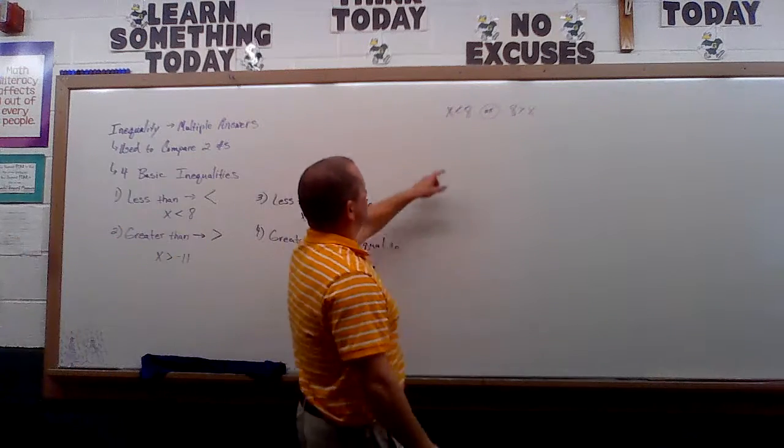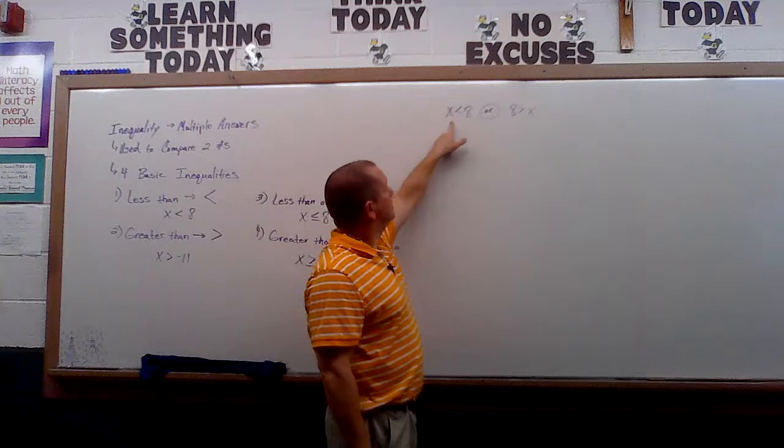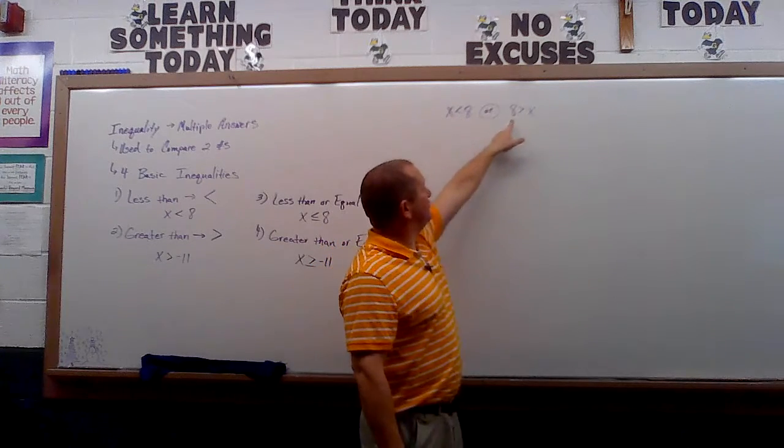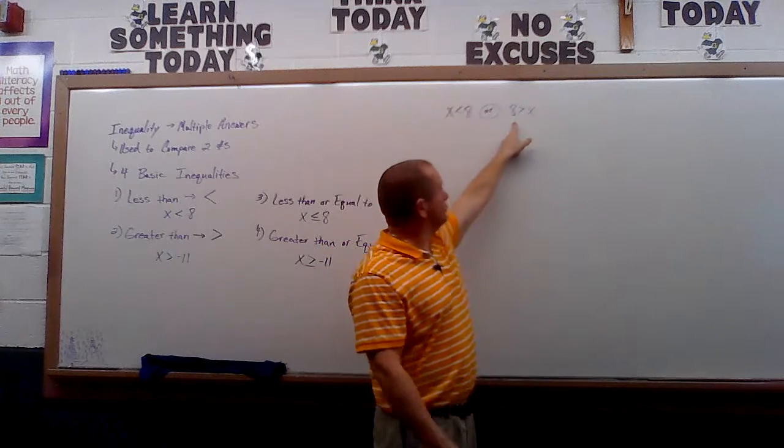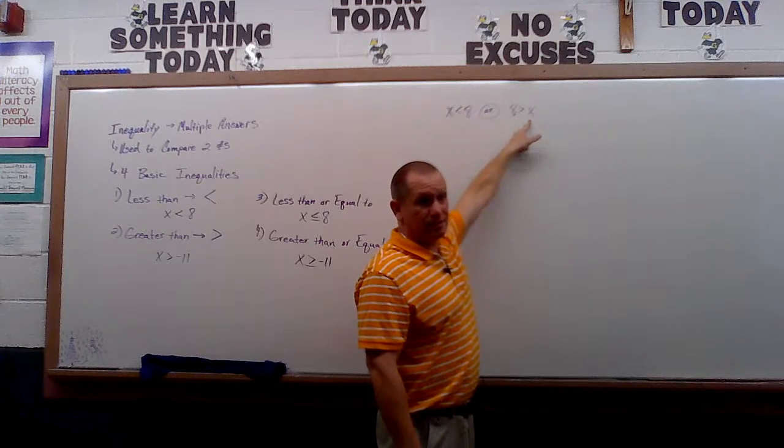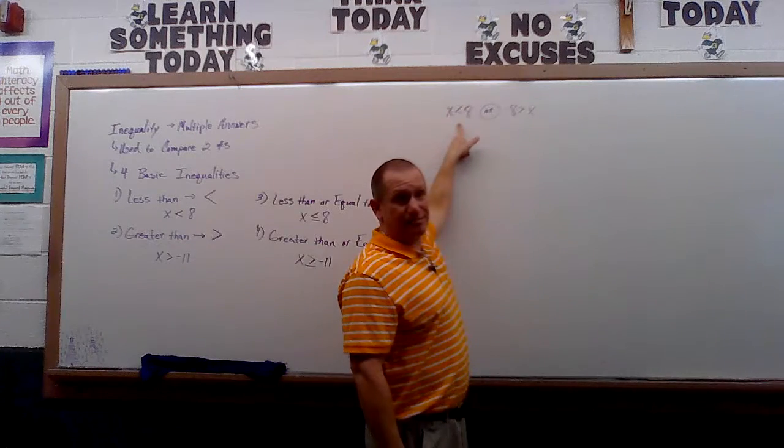Right, because this one you would read it as what? X is less than 8, if you read left to right like we're used to. This one you would say what? 8 is greater than X. But they're saying basically the same thing, right?